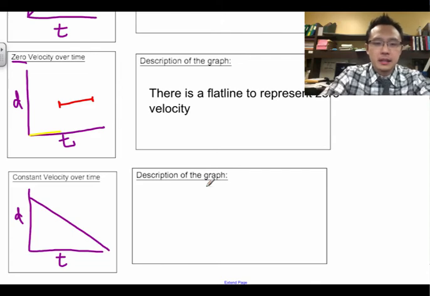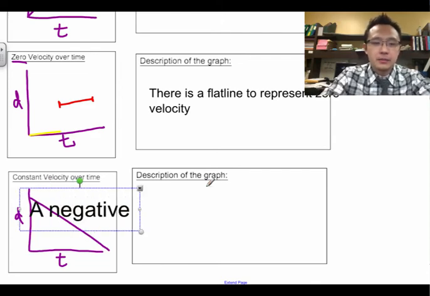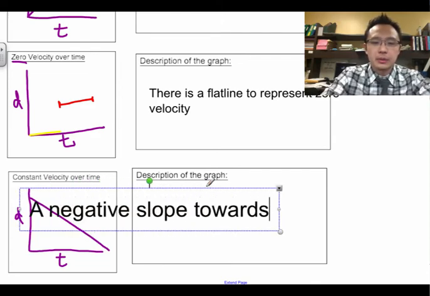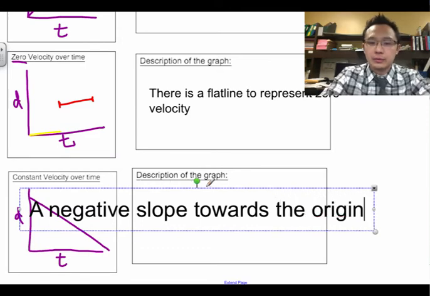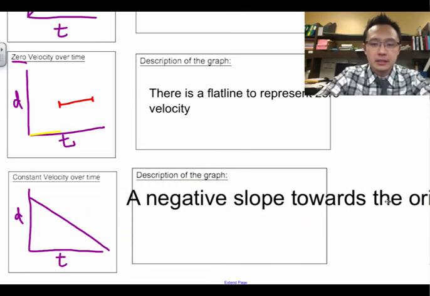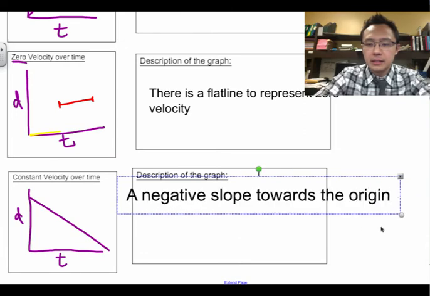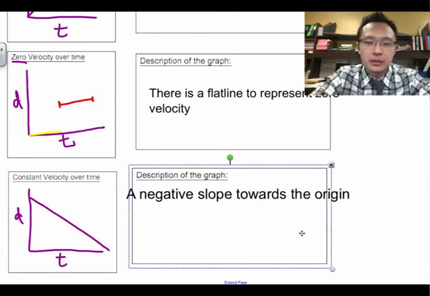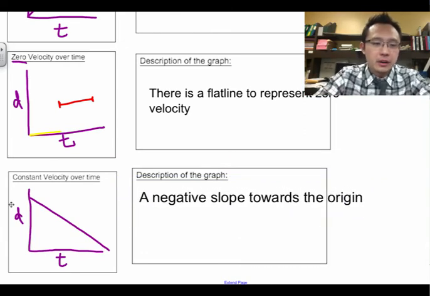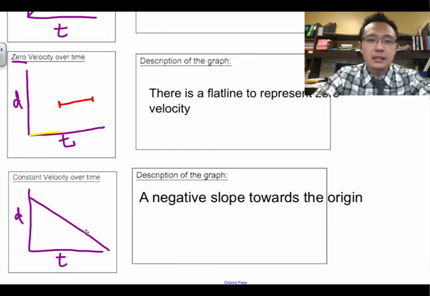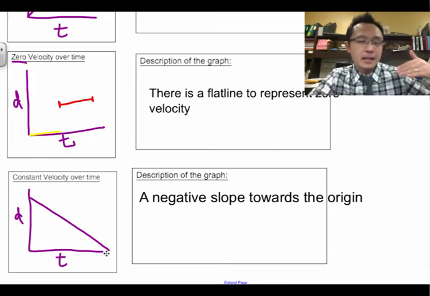This is a negative slope towards the origin. What the origin means is where you started off. Remember, these are all slopes. These little diagonal lines, they're straight, so they're slopes. Because this is going back towards the origin, you are moving. There is a velocity. It just means that you're moving back towards where you started. You can actually go past it.